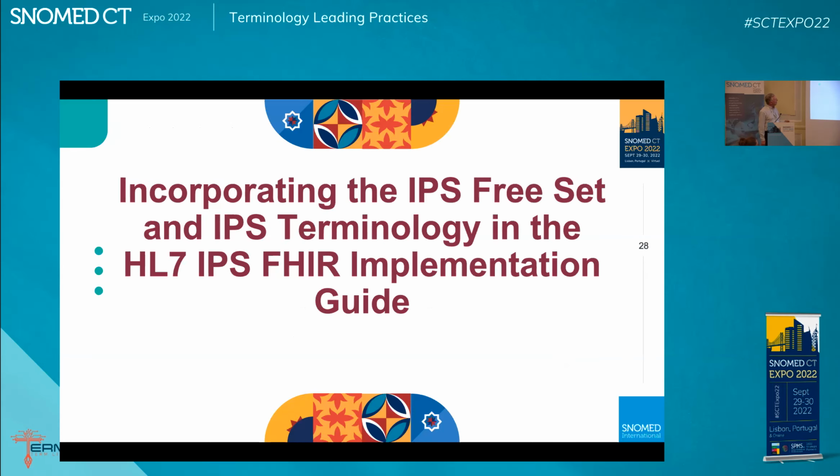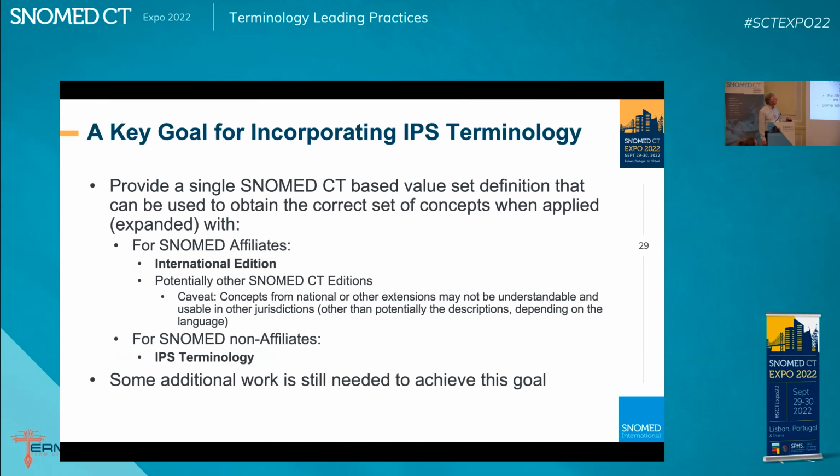So, all right, I know I'm speaking rather quickly, and I don't know how much time we have, so you'll have to keep me reined in probably. But how do we actually incorporate this into our HL7 FHIR implementation guide? The key goal is to have, as Alejandro already mentioned, a single value set definition expression that can be used regardless of which SNOMED edition or the IPS terminology that you have available to you.